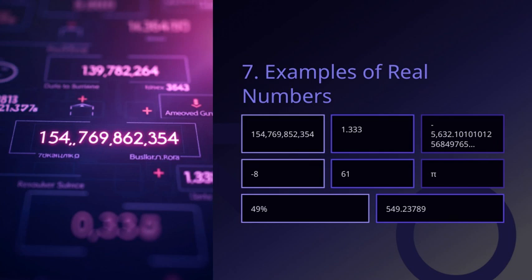The key takeaway here is that real numbers encompass all of these types: integers, decimals, percentages, and irrational numbers, and they're fundamental to representing quantities in the real world. This variety highlights how flexible and essential real numbers are in mathematics and everyday life, connecting to our overall theme of understanding the numbers that describe our universe.